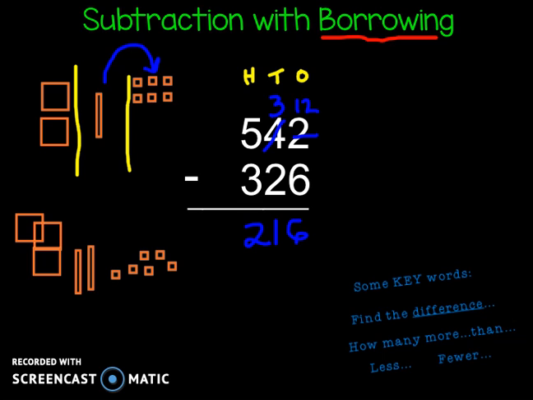So I now see that 5 hundreds, 4 tens, and 2 ones minus 3 hundreds, 2 tens, and 6 ones leaves me 216. 2 hundreds, 1 ten, 6 ones.